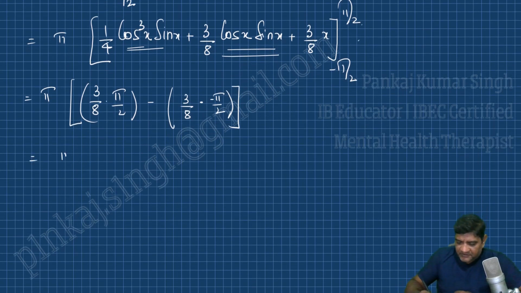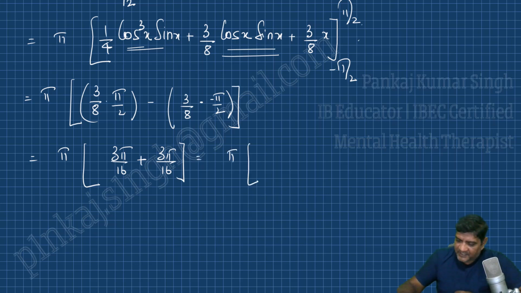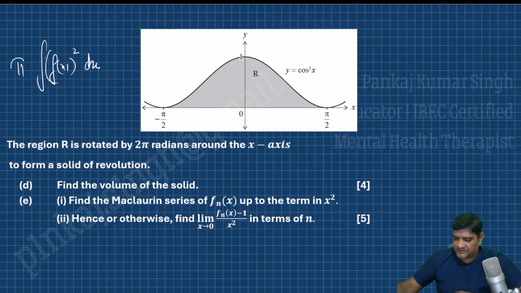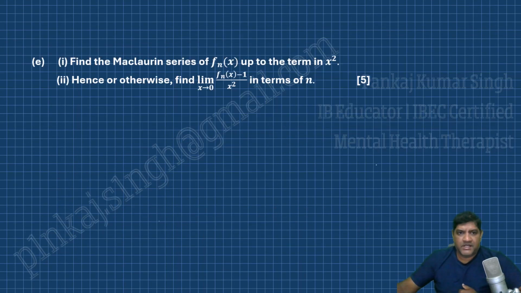So this is further pi, open parenthesis, 3 pi by 16 plus 3 pi by 16, and that's going to be pi multiplied with 6 pi by 16, and that is 2 3s are 6, 2 8s are 16, so 3 pi squared by 8. And that's the solution for the subpart where we are looking for the volume of the solid. So I'm done with part D. I'm looking at part E now.